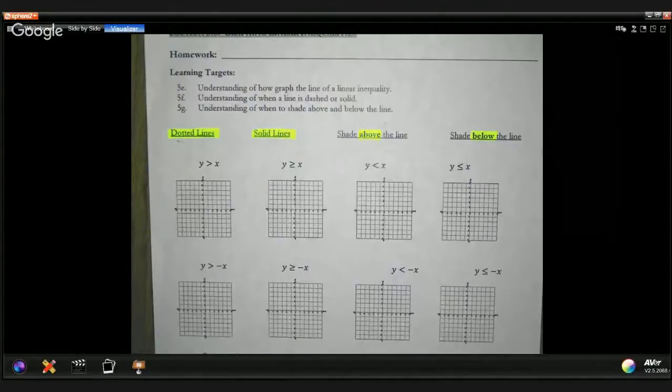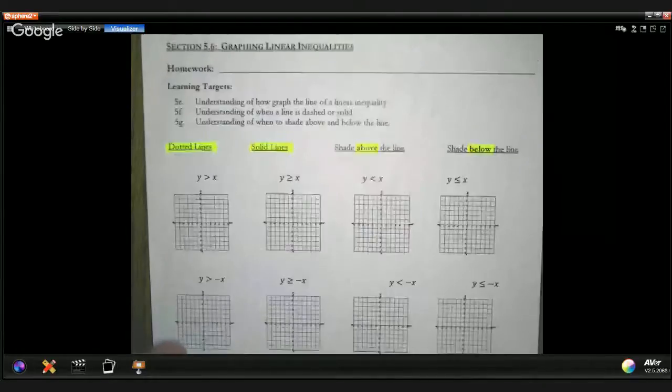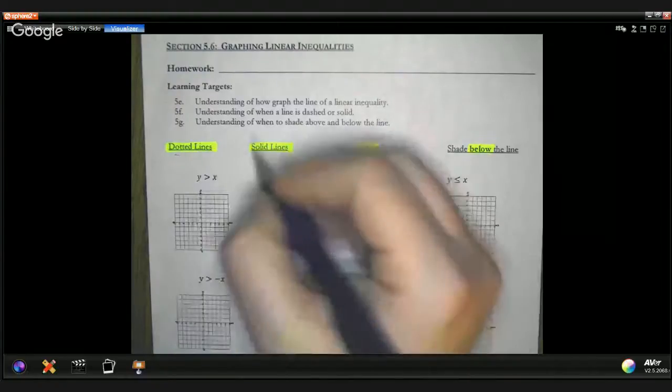All right, what we're going to be talking about today is graphing linear inequalities. And these are when we're going to have two variables sometimes. We've done one variable, and remember it was either open circle to the right, open circle to the left, closed circle to the right, or closed circle to the left. Well, a closed circle is kind of a solid line.